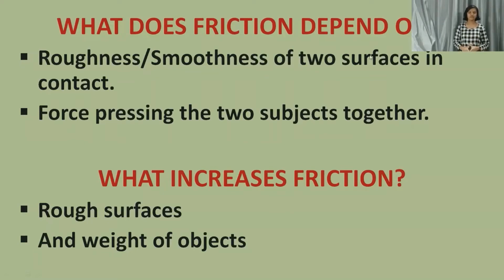Now let us see what increases friction. Friction is increased when the surface is rough or if the object is heavy. This means that if we have to move an object, the force exerted on it should be greater if the surface is rough or if the object is very heavy.